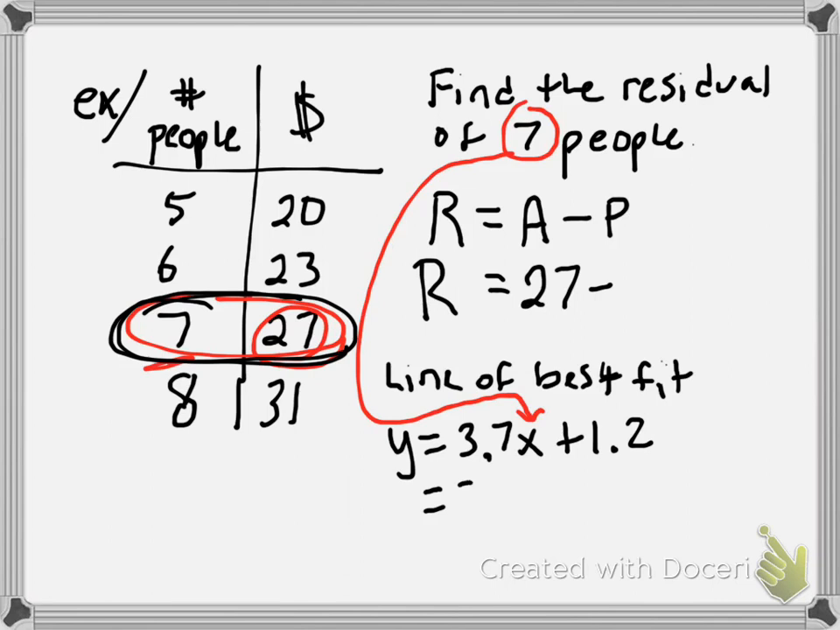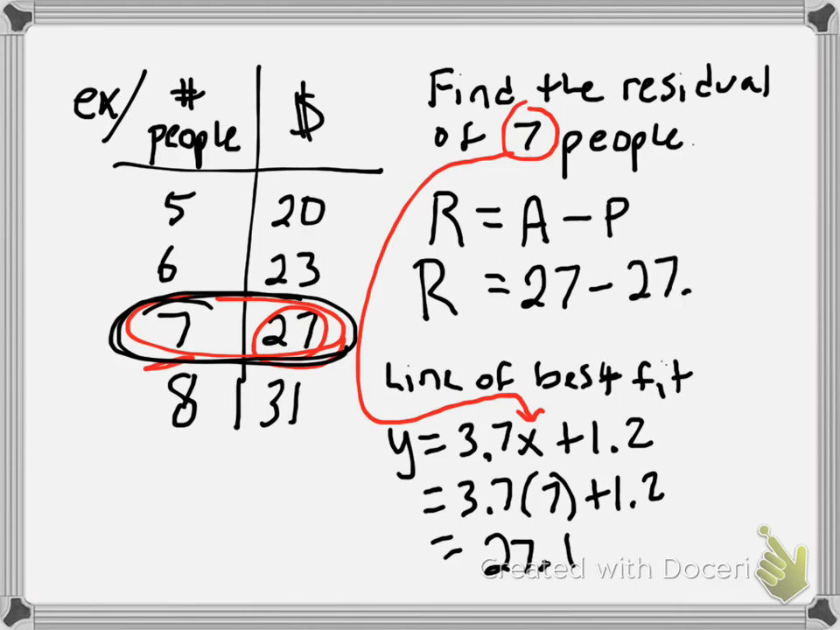So all I have to do is 3.7 times 7 plus 1.2. And that will give me my predicted value. So that's something we can just do right in the calculator. So 3.7 times 7 plus 1.2 is going to give me a value of 27.1. So that's my predicted value, 27.1.